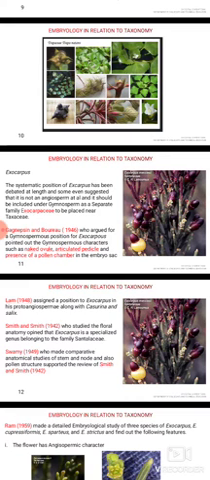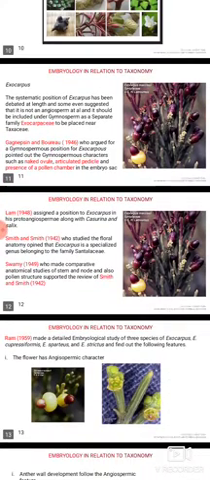Lam in 1948 assigned a position to Exocarpus in his Proto-Angiospermae along with Casuarina and Salix. Smith and Smith in 1942, who studied the floral anatomy, opined that Exocarpus is a specialized genus belonging to the family Santalaceae. Swamy in 1949, who made comparative anatomical studies of stem and node and also the pollen structure, supported the view of Smith and Smith.